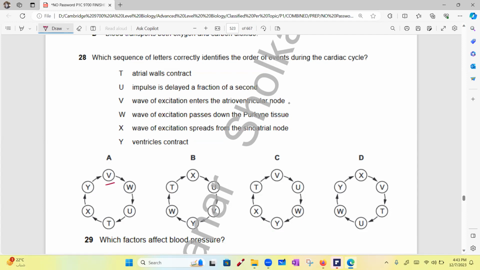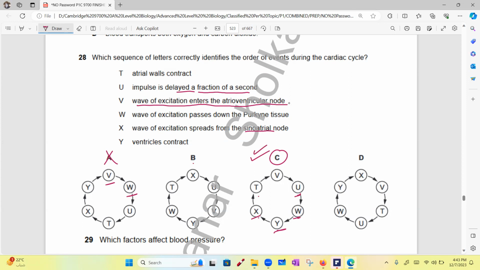V. Wave of excitation enters the atrioventricular node. W. Wave of excitation passes down. It's not in order. I think it's C. It's not A. Let's look at C. V. Wave of excitation enters atrioventricular node. And then U. Impulse is delayed, correct? And then W. Wave of excitation passes down the Purkinje tissue. Okay, Y. Ventricles contract. X. And then from the sinoatrial node, from the beginning. T. Atrial walls contract. Yes, C looks correct.